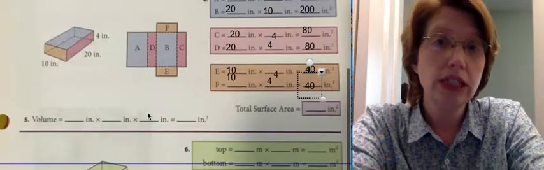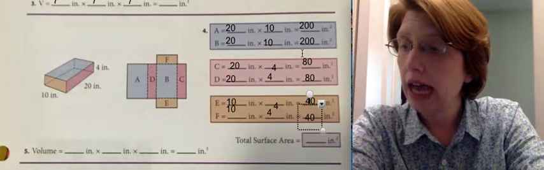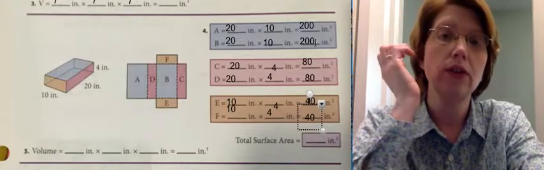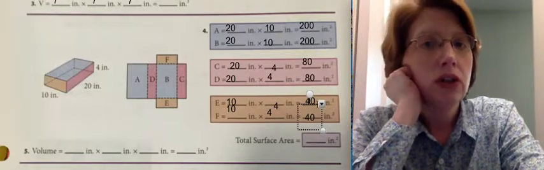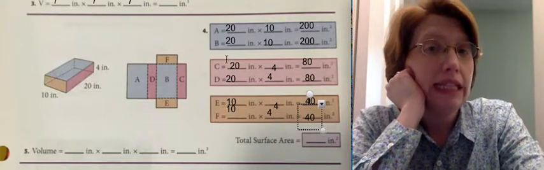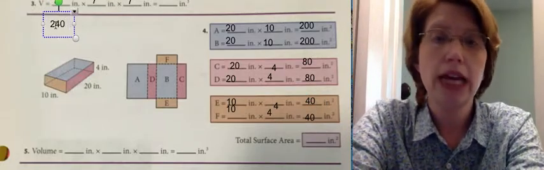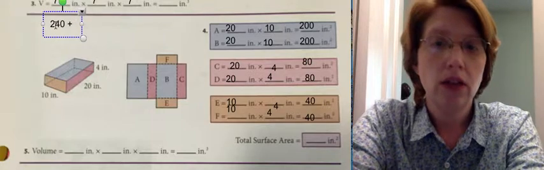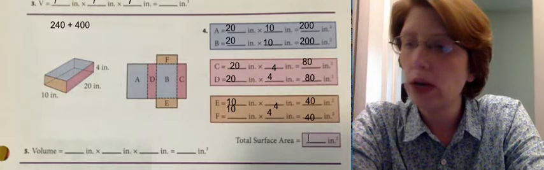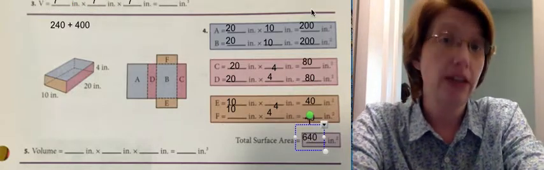Okay, and then we just need to take all of those amounts and add them together. So we've got 200 and 200, which is 400. And 40 and 40 is another 80. That means I've got 3 80s. So 3 times 8 is 24, so that's 240. So I've got 240 plus 400. So when I add that, that's going to be 640. So that is my surface area.